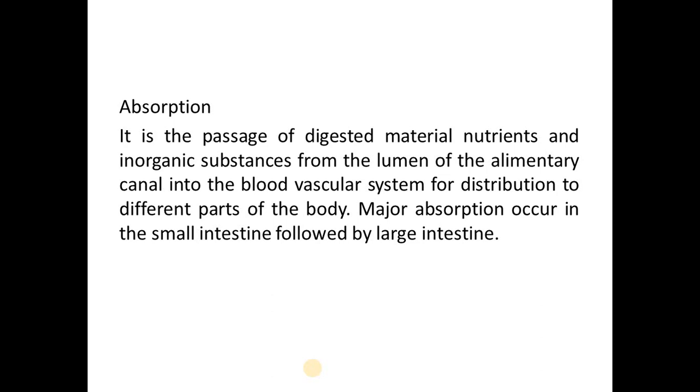After studying the digestion of proteins, carbohydrates and lipids, let us come to absorption. So what is meant by absorption? It is nothing but the passage of digested material, nutrients and inorganic substances from the lumen of the alimentary canal into the blood vascular system for distribution to different parts of the body. So after digestion, the next process is absorption, so that it is absorbed into the blood and circulated or distributed to the different parts of the body, so that we get the energy to do work. Most of the absorption occurs in the small intestine, followed by the large intestine.